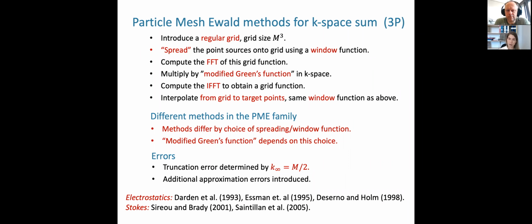And so there are many different methods in the PME family, and the way they differ is by these choices of the spreading or window function, if we call it that, and the modified Green's function will be tied to that choice. So when we do this, we will have two sets of errors. One is that we had infinite sums before. Now we're only thinking about k-space right now. We will truncate that at some point. How many modes we include depends on our grid size. And then we will get the truncation error. But in addition, we will also get some approximation errors.